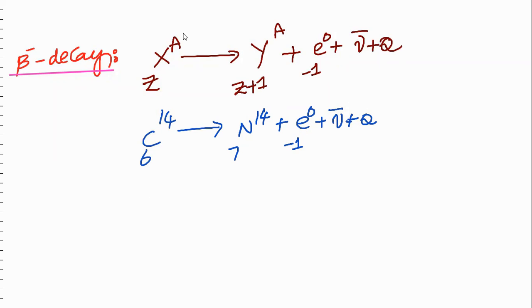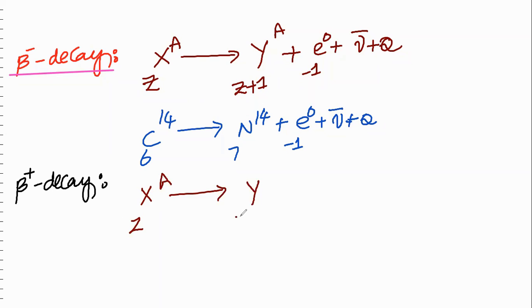In the case of the positive beta decay, the atomic number is reduced by 1 unit. Mass number remains the same. So let us suppose X with Z, A gives rise to Y with Z minus 1, A, plus e plus 1, 0, plus neutrino, plus energy Q.